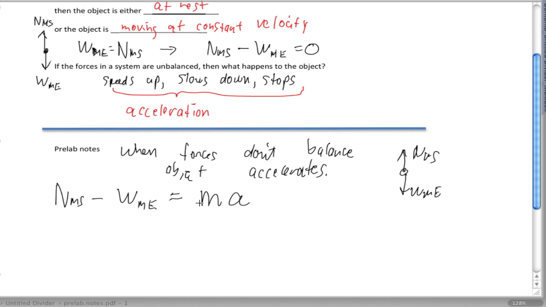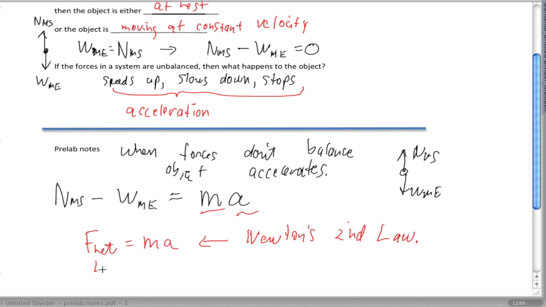And the way we write that is really, really simple. We take the mass and we times it by the acceleration. That's it. The general rule is, I'm going to write this as F net equals ma. This is the general rule. And we call this Newton's second law. And F net means you're adding up all your forces.